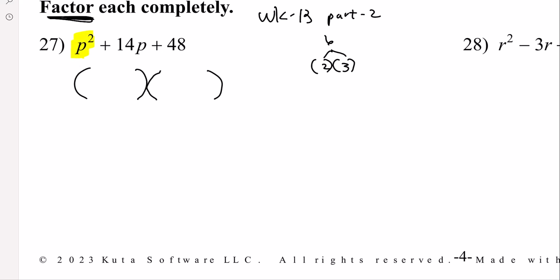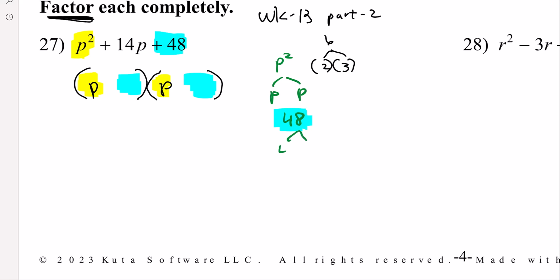You take the first thing, p squared, well, that can be factored to p times p. And you put those two factors on the left side of each parentheses. Then you take the number on the far right, and factors of 48 will go here. Those two places. The problem is 48 has several factors.